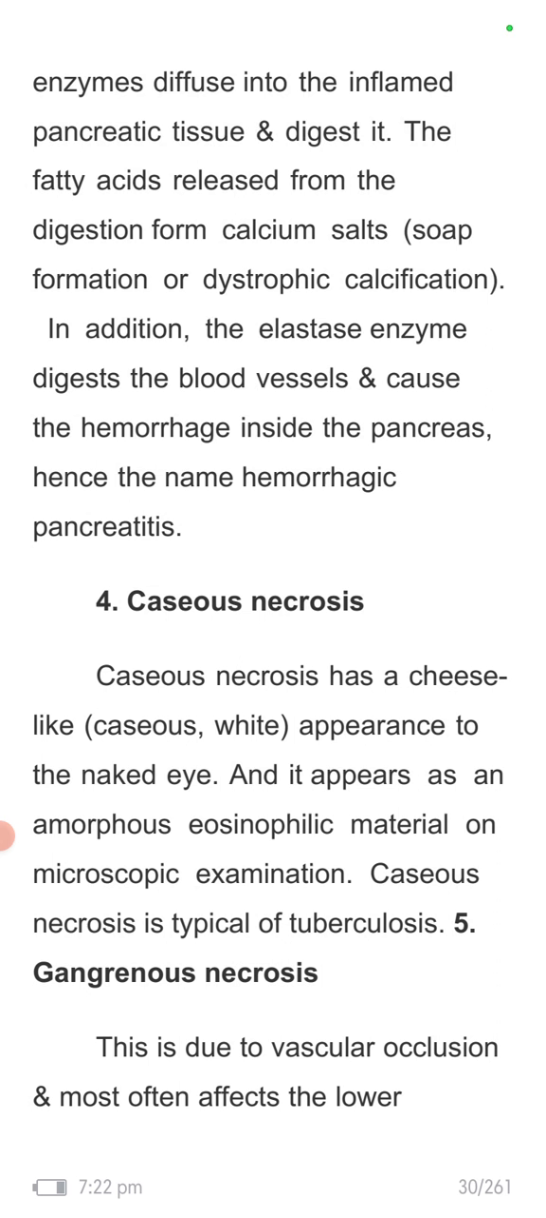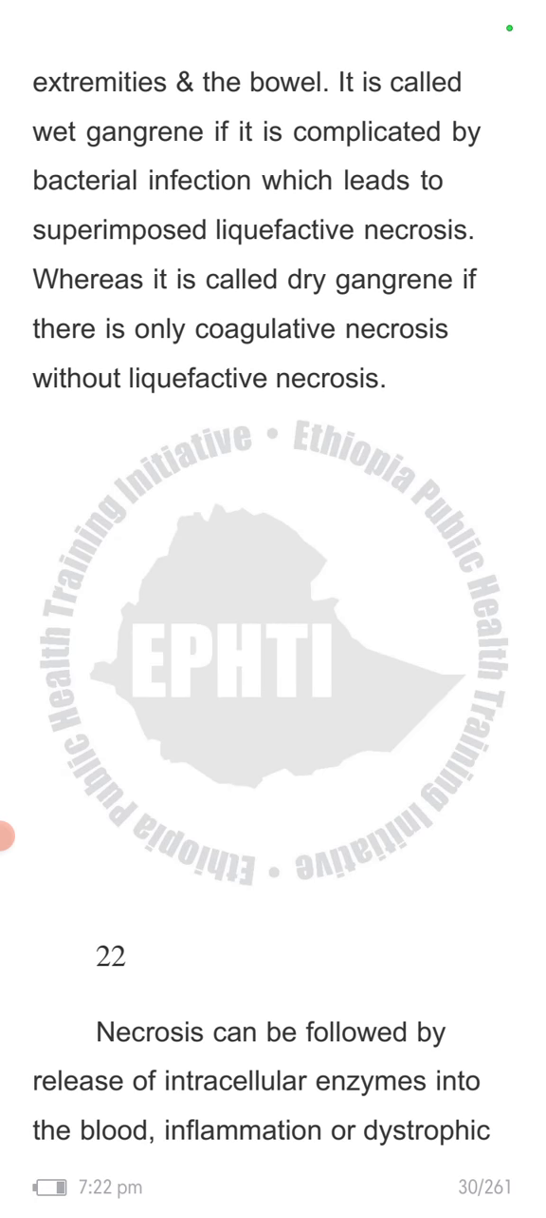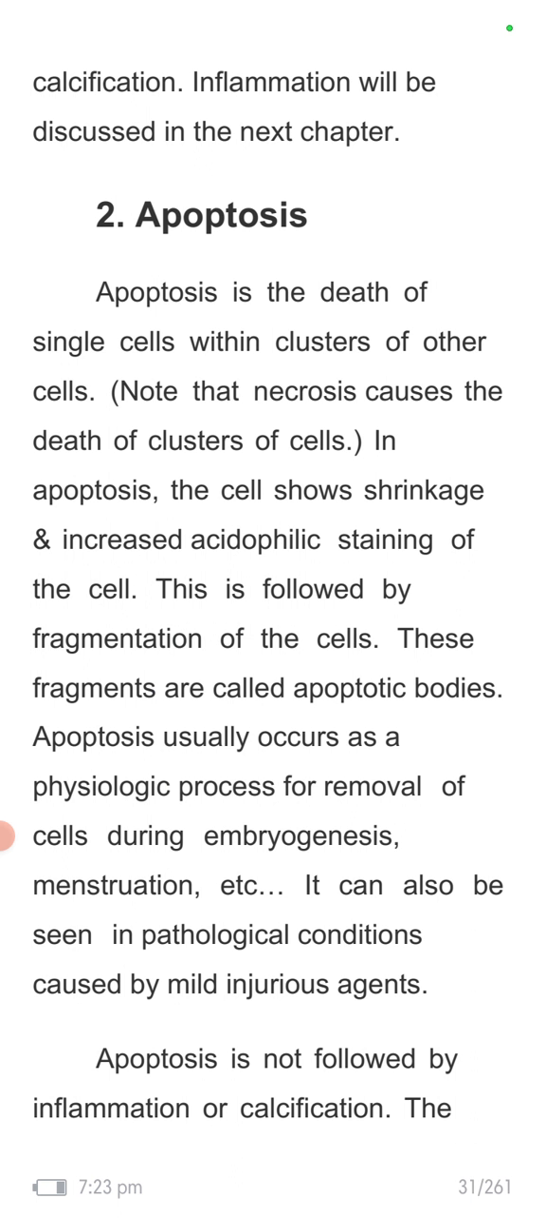Speaking about gangrenous necrosis, this is due to vascular occlusion and most often affects the lower extremities and the bowel. It is called wet gangrene if it is complicated by bacterial infection, which leads to superimposed liquefactive necrosis, whereas it is called dry gangrene if there is only coagulative necrosis without the liquefactive necrosis. Necrosis can be followed by the release of intracellular enzymes into the blood, inflammation, or dystrophic calcification. Inflammation will be discussed in the next chapter.